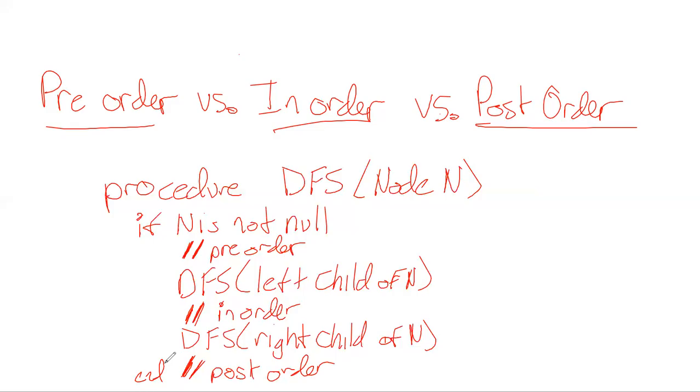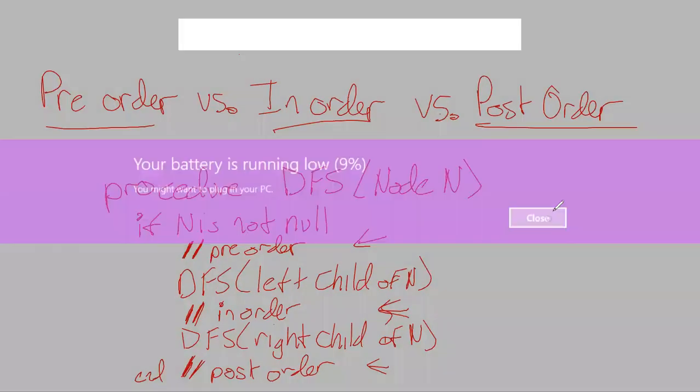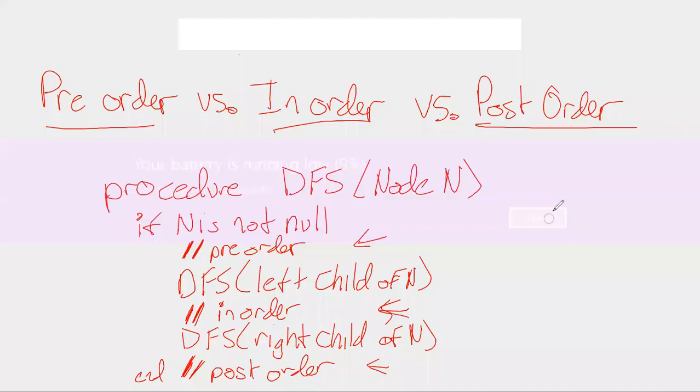You have practice problems where print statements are placed in each of these different locations, and you're asked to trace out how the print statements would occur given an input tree. So I encourage you to practice those examples and learn a little bit more about in-order, pre-order, and post-order traversals.